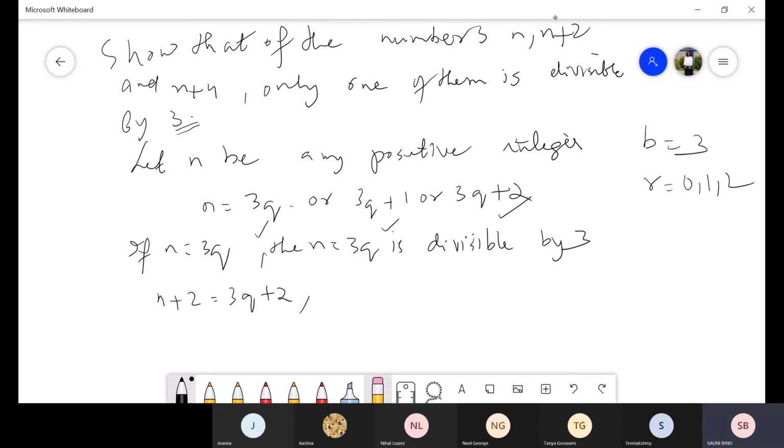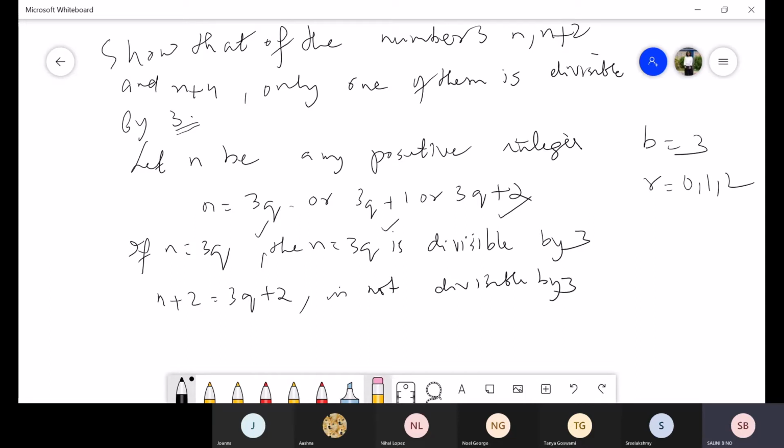n plus 2 equal to 3q plus 2. Is 3q plus 2 divisible by 3? No. Why? Because 3q is divisible, but if you add 2 to it, then it will not be divisible by 3. If it is 3q plus 3, then you can write it as divisible, but 3q plus 2 is not divisible. So I'm going to write: is not divisible by 3.